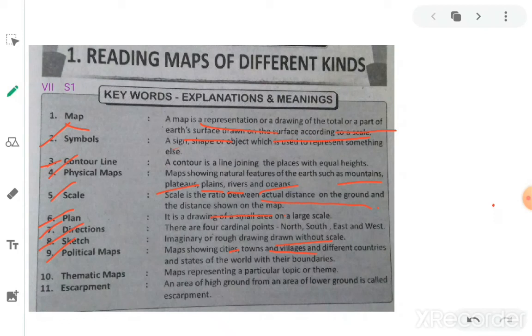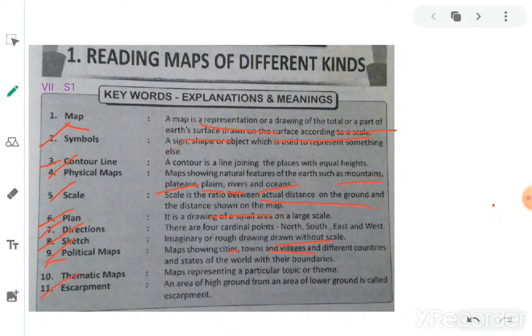Next one is thematic maps. Maps representing a particular topic or theme. Suppose you want to explain about the population of India or climate of India or literacy rate of India, you can draw these maps and we can better understand by these maps.